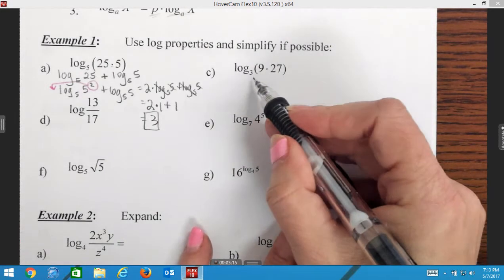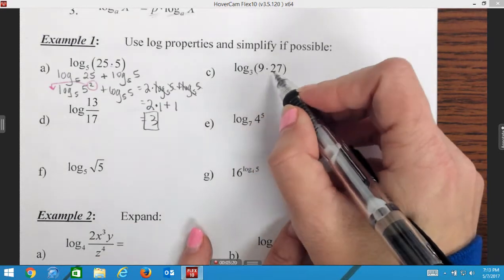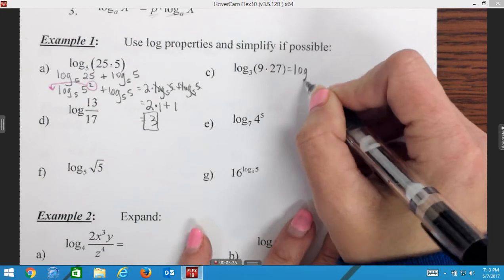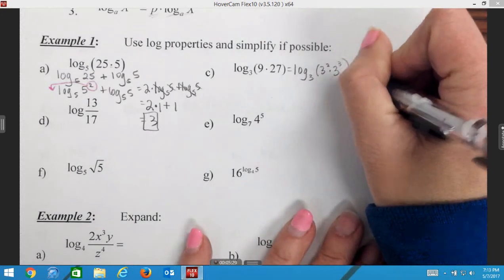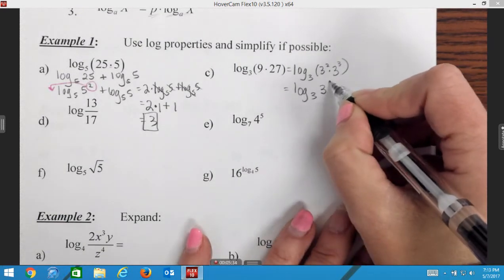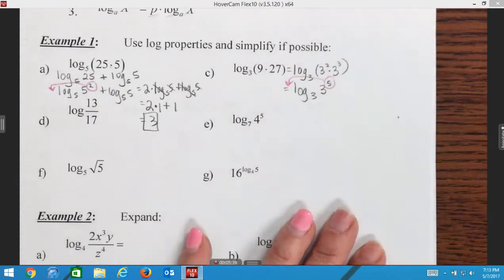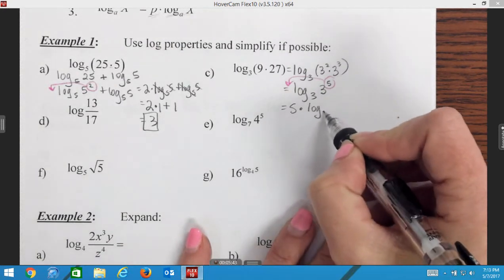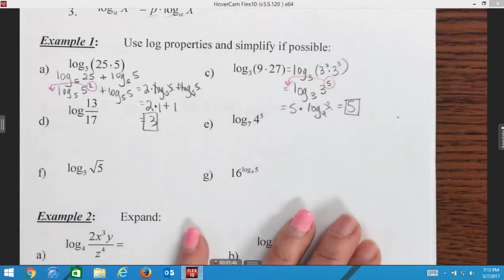I could try the second one just a different way. Instead of log base 3 of 9 times 27, maybe I'll rewrite that as log base 3 of 3 squared times 3 to the third. And we can rewrite that as log base 3 of 3 to the fifth. And then we're going to take that fifth, we're going to put it in front, and we will have 5 times log base 3 of 3. And those cancel, we get our simplified answer of 5.